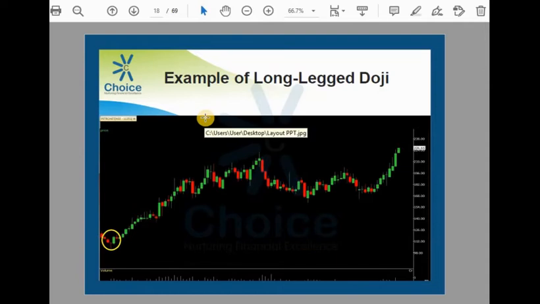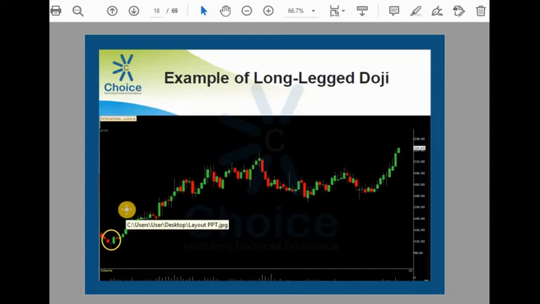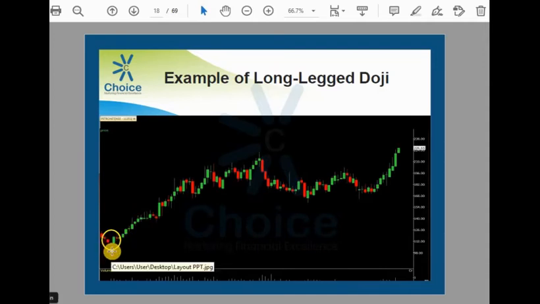Examples of a long-legged doji. The long-legged doji will be a reversal pattern. In this chart, we see a long-legged doji which has been encircled in yellow, and after a long-legged doji appears, the trend tends to reverse and move in a higher direction.